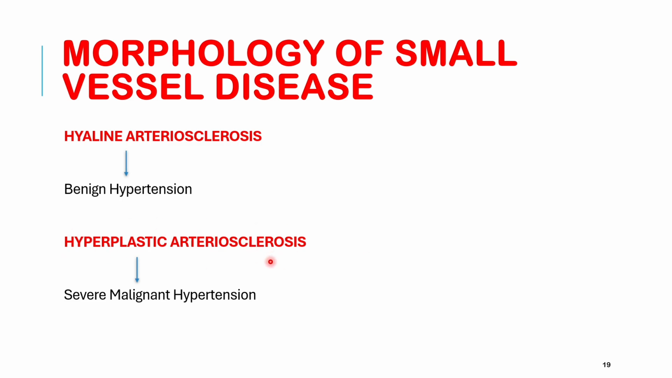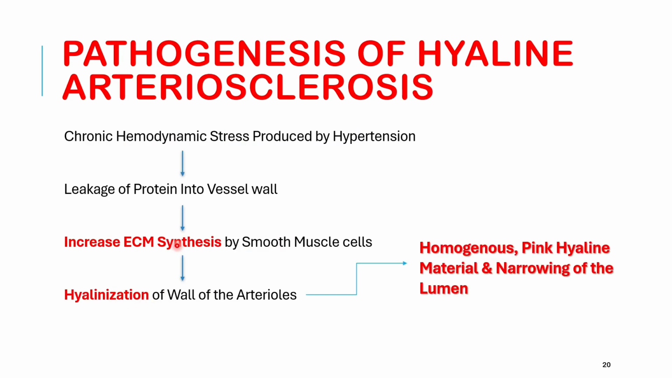So there are two spectrums of small vessel disease, particularly morphology, right? Morphology means gross and microscopic changes. So there are two spectrums of morphology of small vessel involvement by hypertension. In a benign case, hyaline arteriosclerosis. In a malignant case, it is hyperplastic arteriosclerosis.